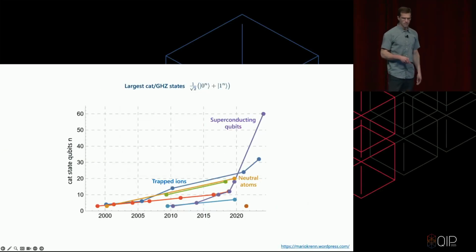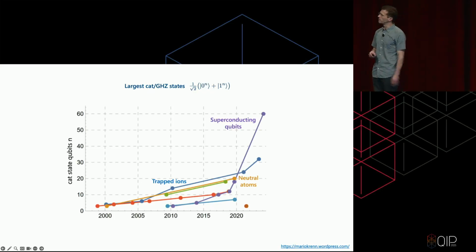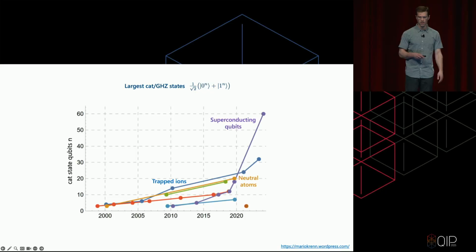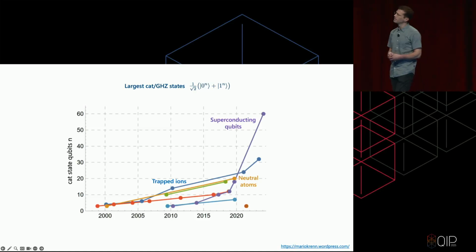So this is a nice plot due to Mario Krenn that shows the largest physical cat states prepared over time, and the different colors give you the platform, the technology that was used. So for example, blue is trapped ions, and the last two data points I think are from Quantinuum. They prepared a 32-qubit cat state on their, I guess, yeah, their H2 system.